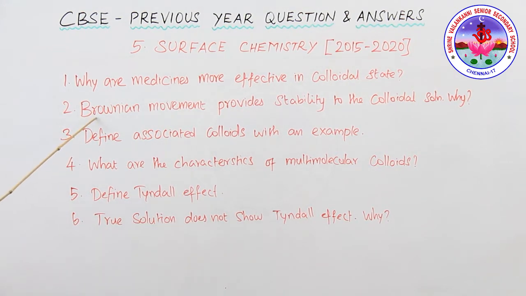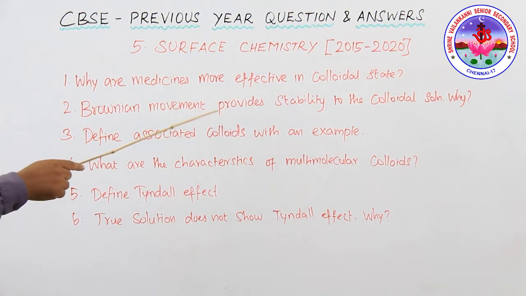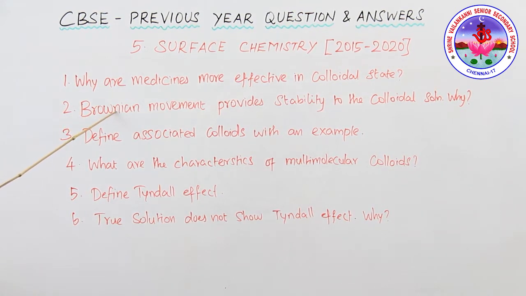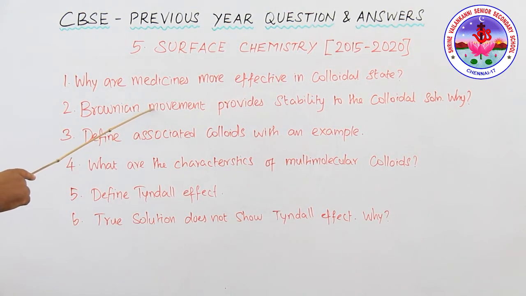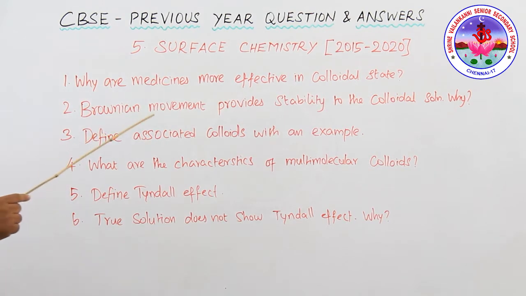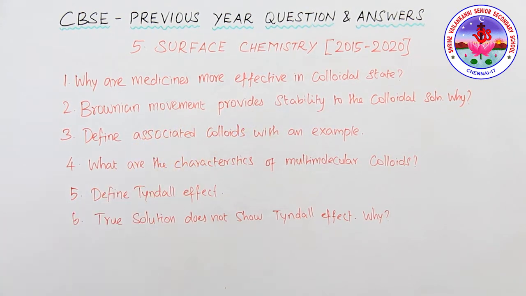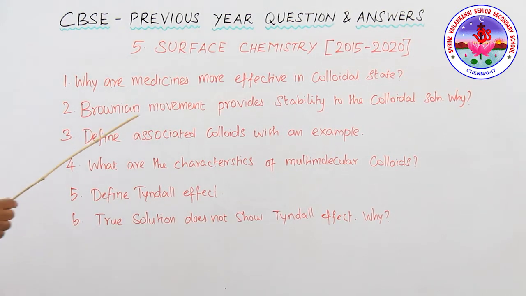Then the second question: give reason why Brownian movement provides stability to the colloidal solution. The reason is that Brownian movement has a stirring effect, which does not permit the colloidal particles to settle down. It is responsible for the stability of the colloidal solution. So the key point is that it does not allow the particles to settle down at the bottom.